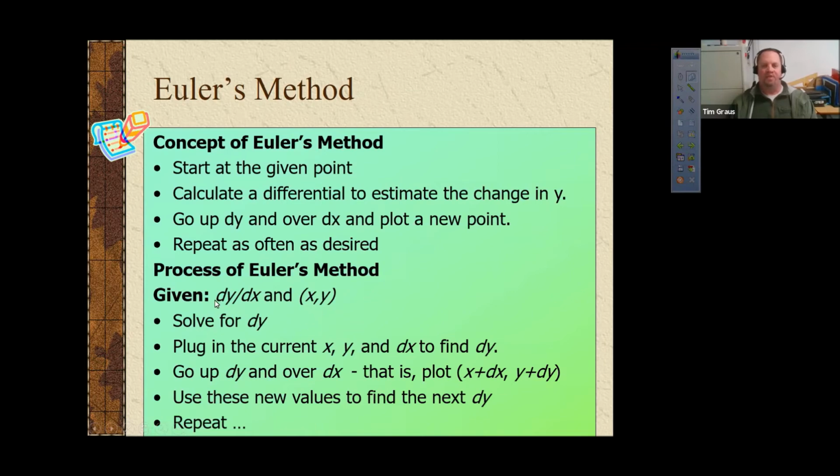So you'll see we'll be given dy dx, and we'll be given a certain point to start at, x, y. We're going to solve for dy, use current values to find a numerical value for dy. We'll go up a little bit and over a little bit to a new point, and then we'll repeat the process all over again. Use these new x and y values to find a new dy, go up and over, and use the new values to find a new dy. And we'll repeat as often as we need to.